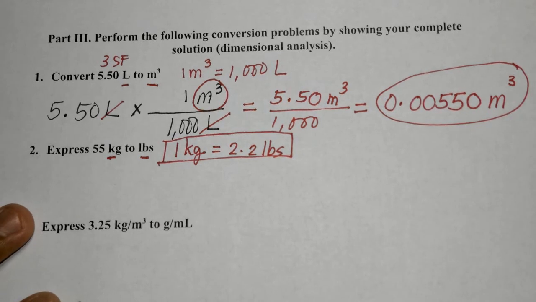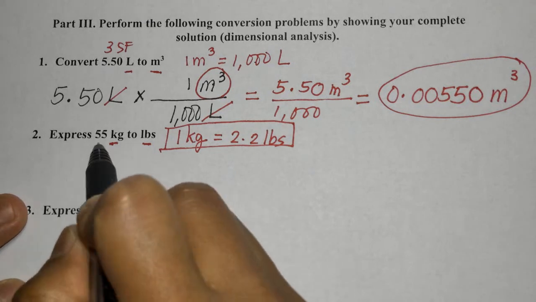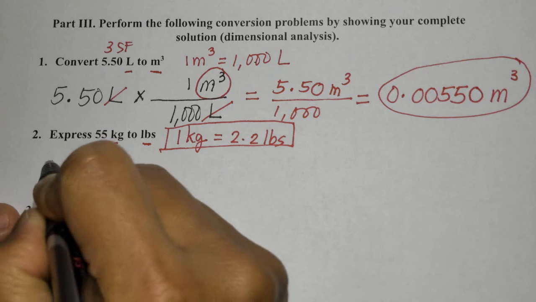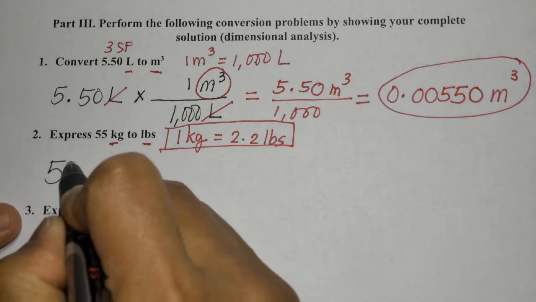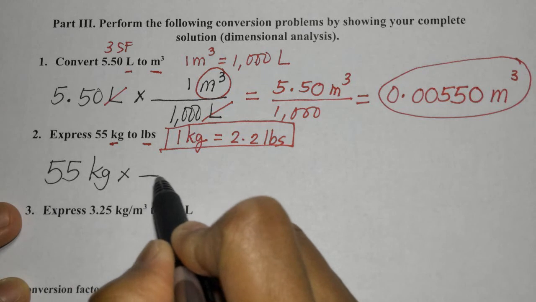Next, what's the first step when we're ready to solve? We always write the given first, everything in the given. So that's 55 kilograms. Okay? After that, we always put multiply. And then we put a line.